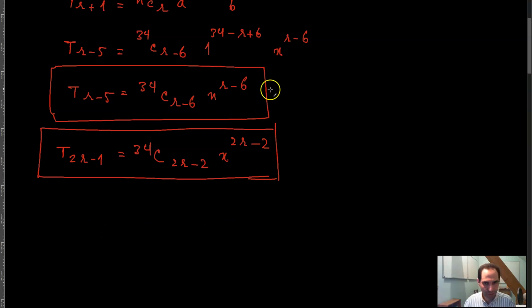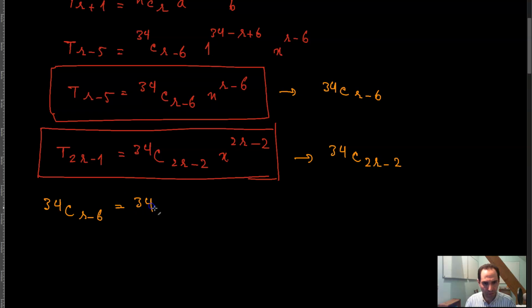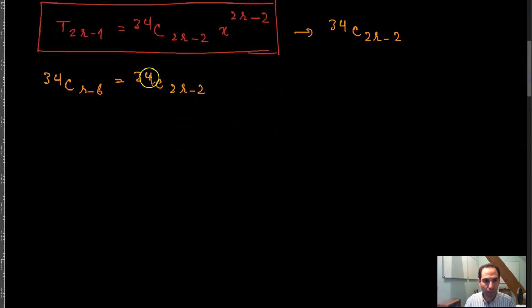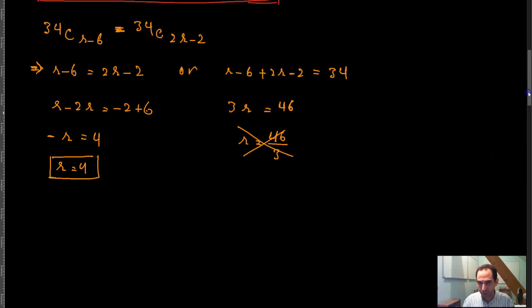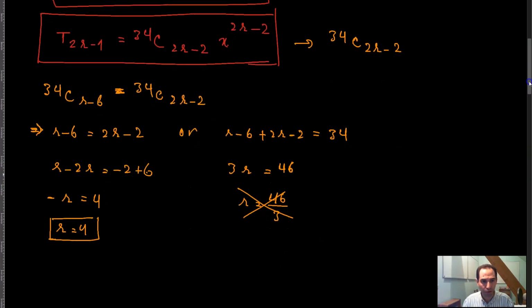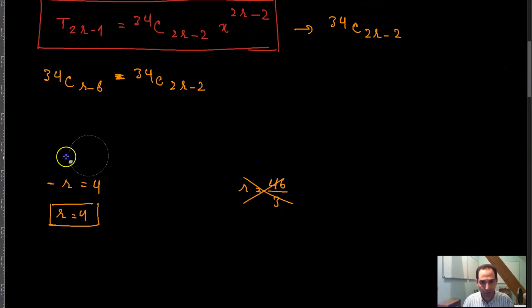Now the coefficient here is 34 combination r minus 6. The coefficient here is 34 combination 2r minus 2. Now we are saying that these two are equal, which means that 34 combination r minus 6 is equal to 34 combination 2r minus 2. I did a whole lot of calculation here, but it turned out to be not correct.